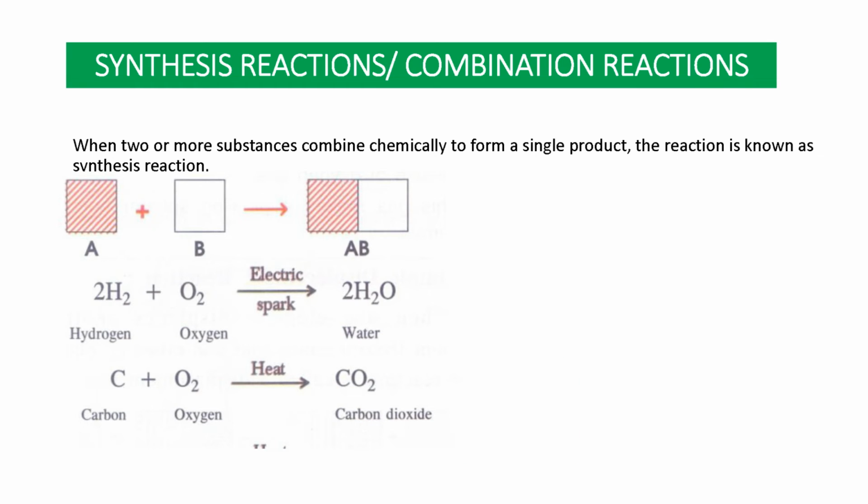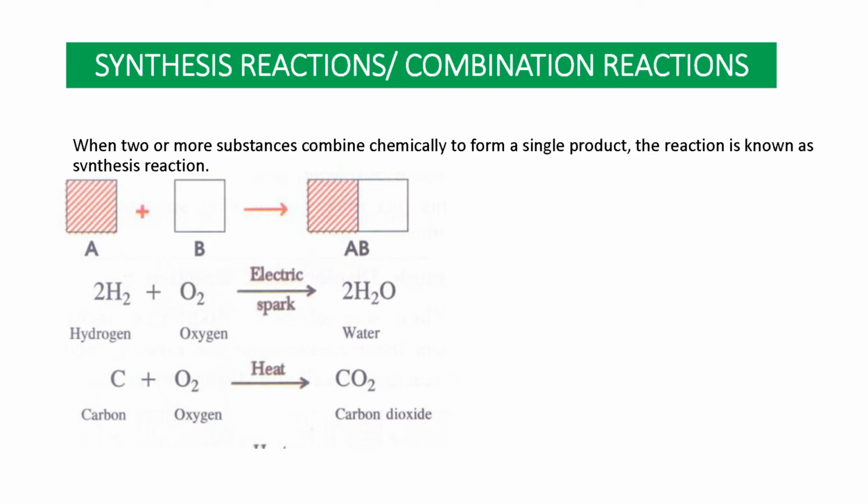The first type of reaction is synthesis reaction or combination reaction. By the name you can understand, combination means two reactants will combine and make a product. So what is a combination reaction? When two or more substances combine chemically to form a single product, the reaction is known as a synthesis reaction. You should know that the reactants can be two or more than two, but the product will always be one, because this is a combination reaction.